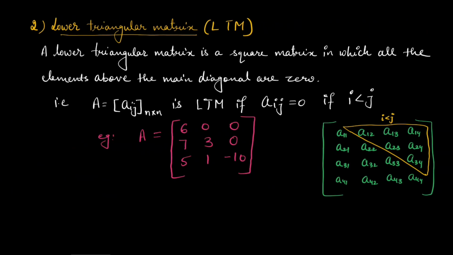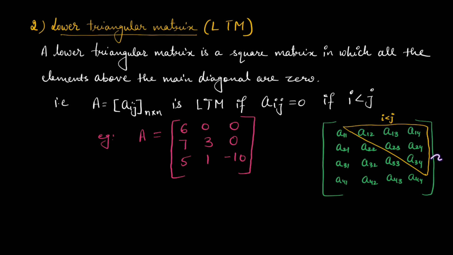In a similar way, we have the definition of lower triangular matrix. Again, it is a square matrix in which all the elements above the main diagonal are 0. What is your main diagonal? This is your main diagonal, right? So all the elements above this line will be definitely 0. And what is the condition for these elements? It is the condition that i will be less than j.